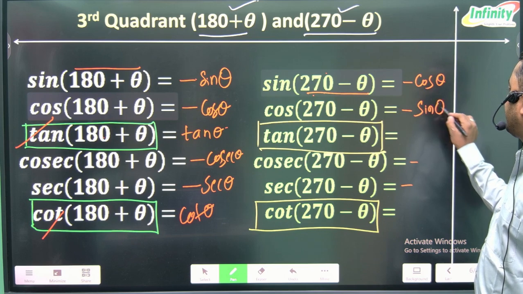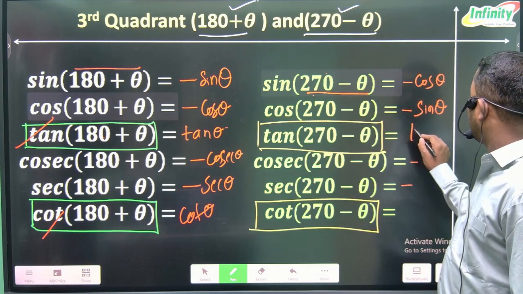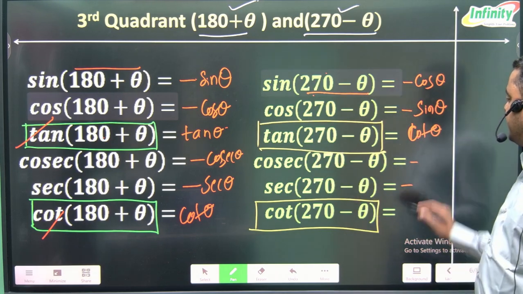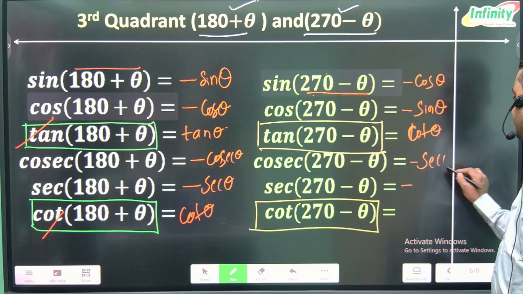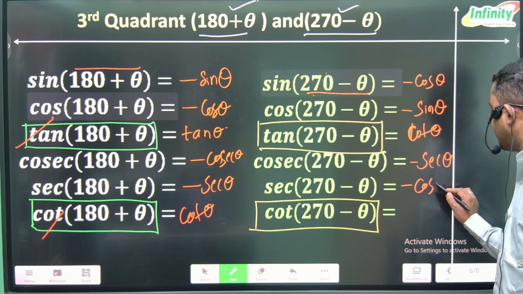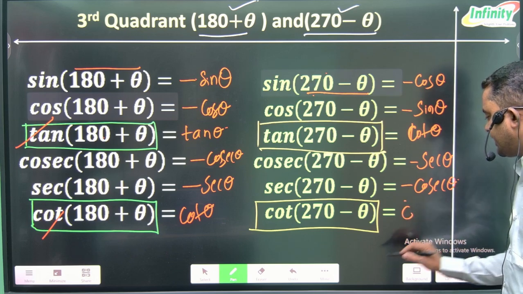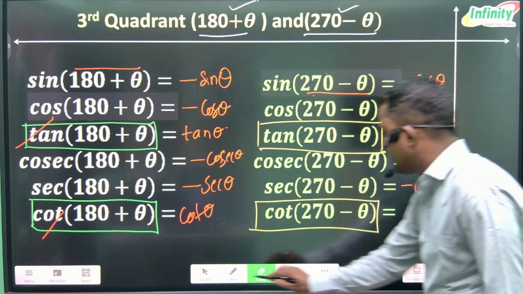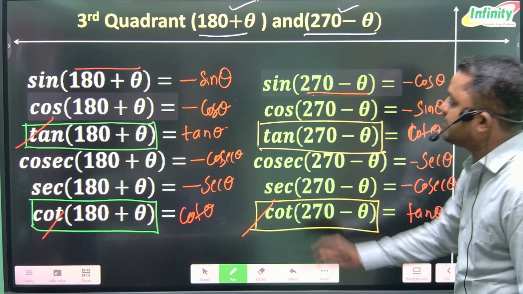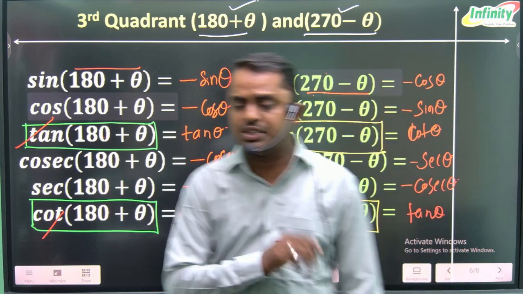Minus sin theta. Tan 270 minus theta is what? Cot theta. Cosec 270 minus theta is what? Minus sec theta. Sec 270 minus theta is what? Minus cosec theta. Cot 270 minus theta is what? Tan theta. So only these two functions are positive, cot 270 minus theta and tan 270 minus theta. Remaining are negative in this quadrant.